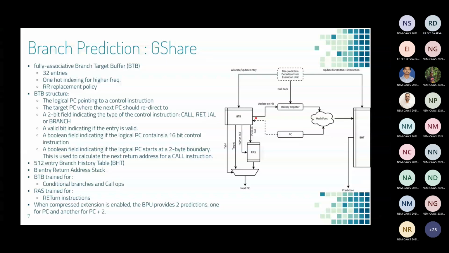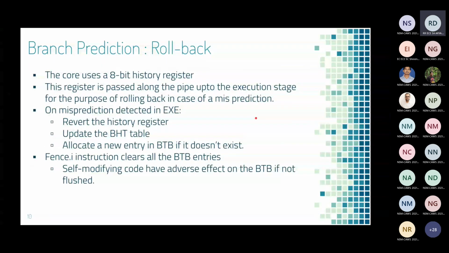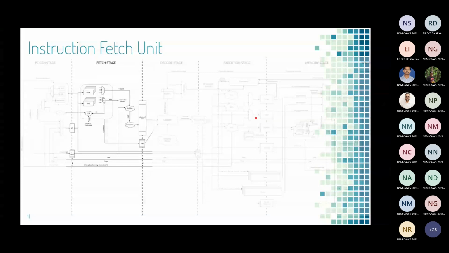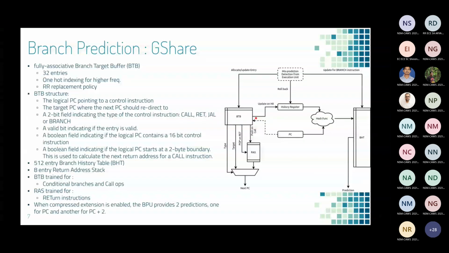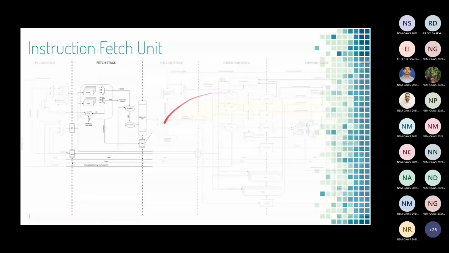Excuse me, sir. Could you explain again how the predictor detects if the prediction is wrong? The predictor will not detect that the prediction is wrong. The predictor will only do a prediction. The execute stage is what will check whether the prediction was correct or wrong.